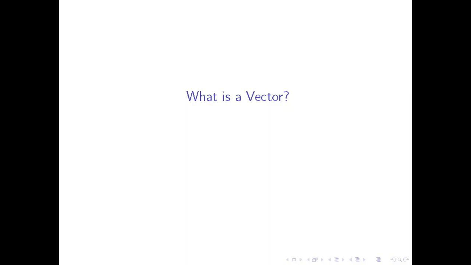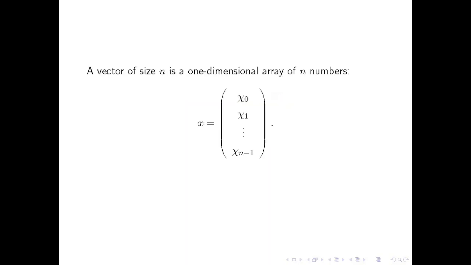We're going to start the week by reviewing what vectors are and what notations we're going to use throughout the course. For the purpose of this course, a vector is a one-dimensional array of n numbers, where n is finite. The numbers will be referred to as the components or elements of the vector.